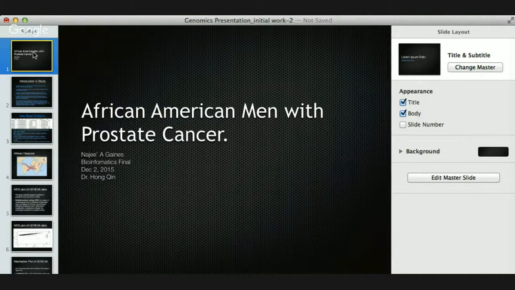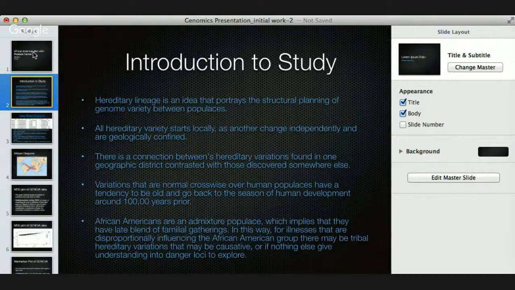The presentation will focus on African American men with prostate cancer in the United States. So, the introduction of the study. We're going to start off with the number one fact: it's a hereditary linkage. It is an idea that portrays the structural planning of genomes and variety between populations.